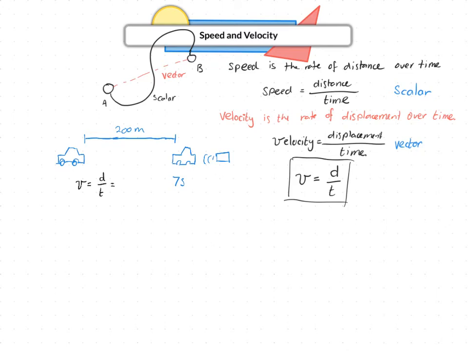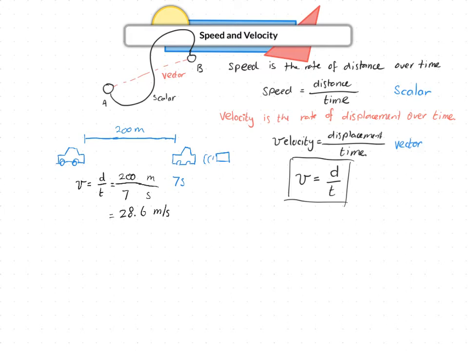And the distance traveled by the car is 200 meters divided by the time it takes, which is 7 seconds. So 200 divided by 7, that is a job for the calculator, unless you are very good and you can do that out of your head. And we're going to round that to 1 decimal place. So 28.6 meters per second.